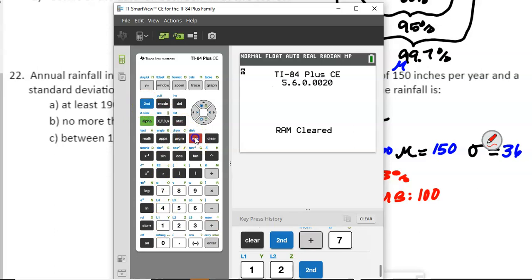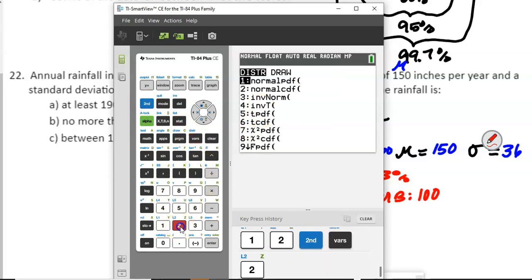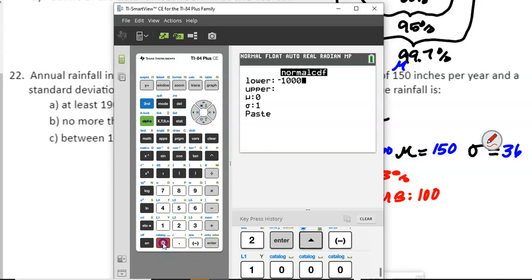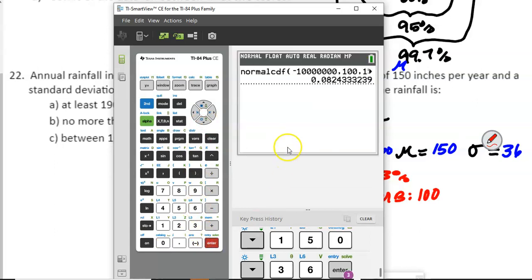So we're going second VARS again to number 2, enter. So that's going to be, let's go back up here and put negative 1 million. Make sure you do a negative and not a minus, okay? Because you will get an error message. Our upper boundary was 100. Our mu was 150, and our standard deviation was 36, right? Okay, so we're going to put enter, enter, enter. There we go. So this one's 0.0824.